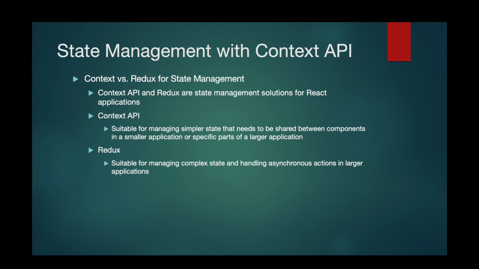Redux is suitable for managing complex state and handling asynchronous actions in larger applications. It provides a centralized store and allows for more structured and predictable state management. It's often preferred for large applications with many interconnected components. In summary, Context API is a simpler and more lightweight solution for state management in React applications, while Redux provides more advanced features and scalability for larger and more complex applications. The choice between the two depends on the specific requirements and complexity of the application.